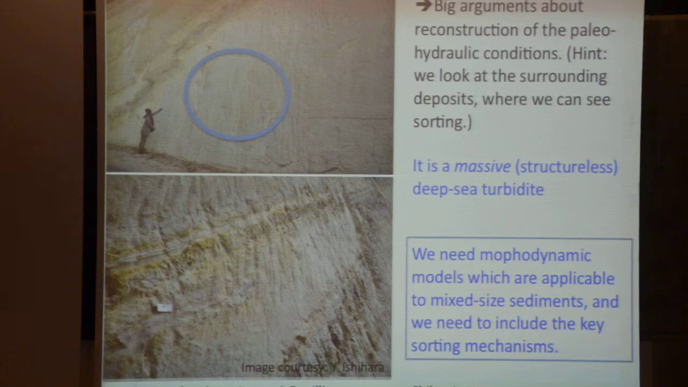And now we are trying to apply morphodynamic models to estimate the ancient paleo flow conditions. And we need models which are applicable to mixed size sediments, and we need to include the key sorting mechanisms.